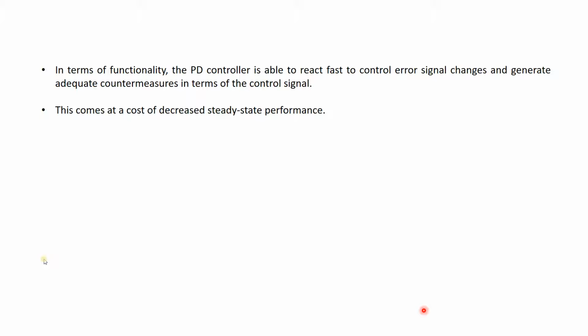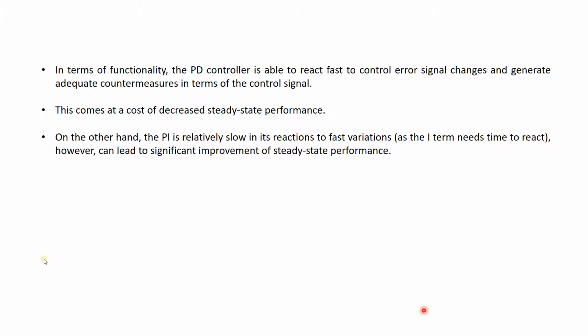This comes at a cost of decreased steady state performance. Since it is acting very fast to the error signal, the steady state performance is minimized. It is actually sacrificed. But the PI controller, on the other hand, is relatively slow in its reaction to fast variations. However, it can lead to significant improvement of the steady state performance. The steady state performance is increased.